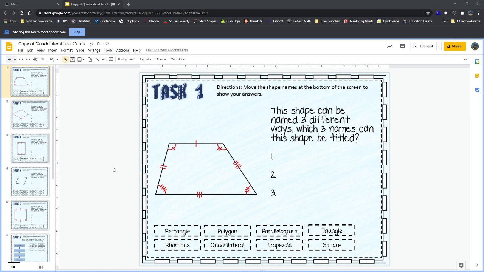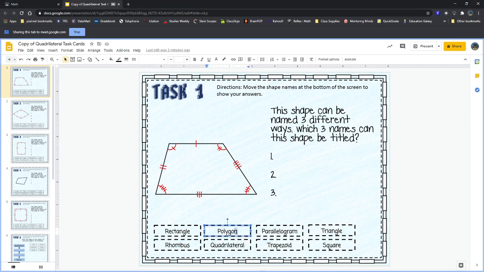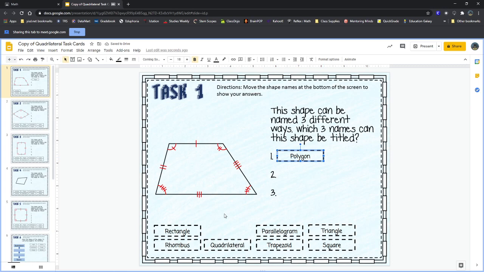So there is a group of shapes that are all quadrilaterals, and we can tell them apart depending on certain characteristics of each of them. I'm going to start with task number 1. Here's the shape that they show us, and they tell us that this shape can have 3 different names. The first one would be polygon, and if you have it in a different order, don't worry about it, so long as you have the right names. The order does not matter.